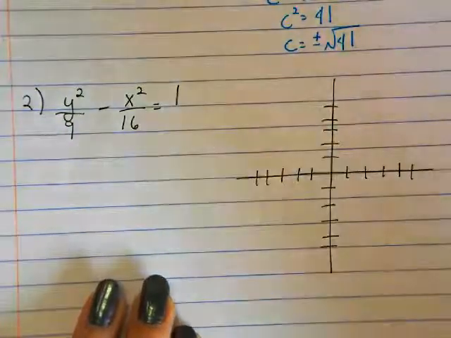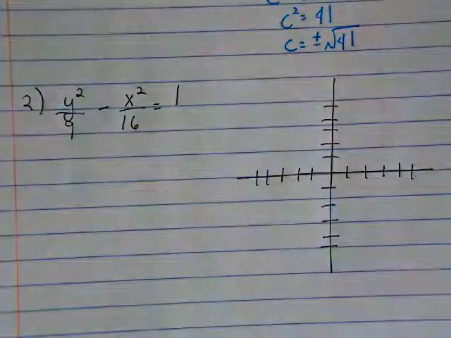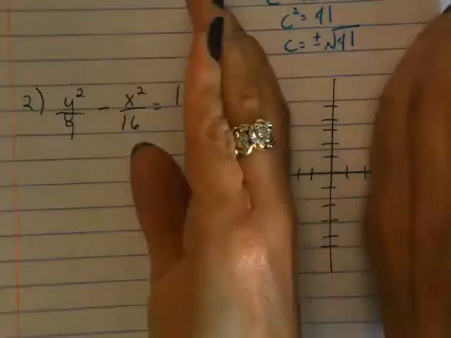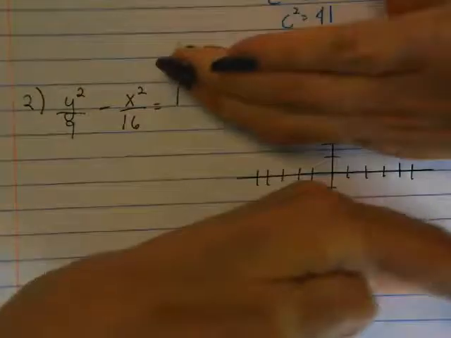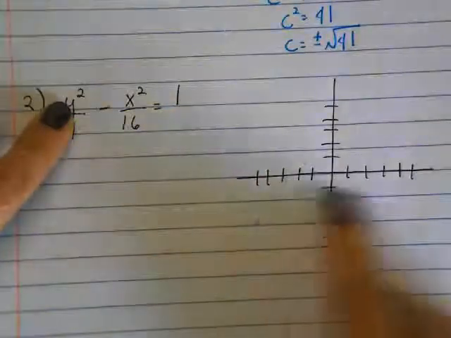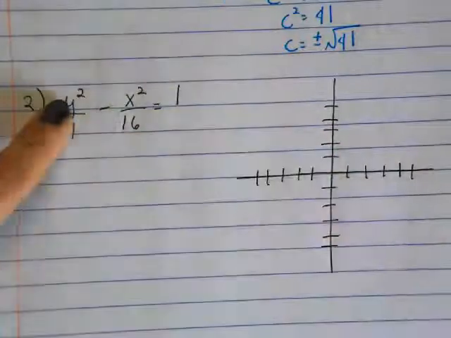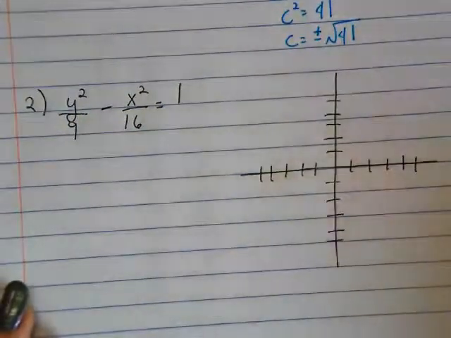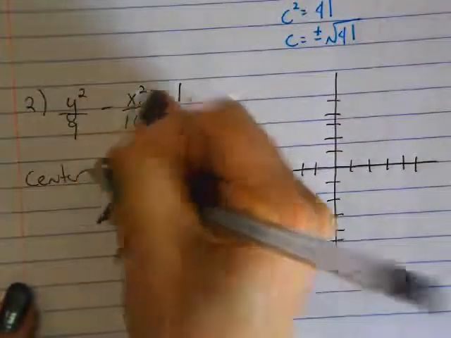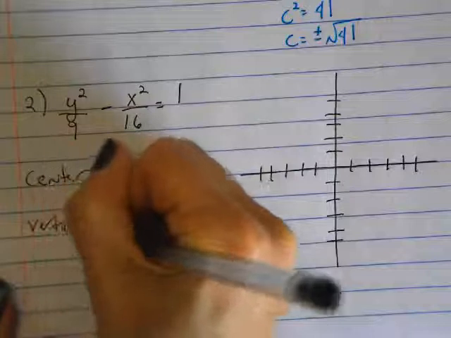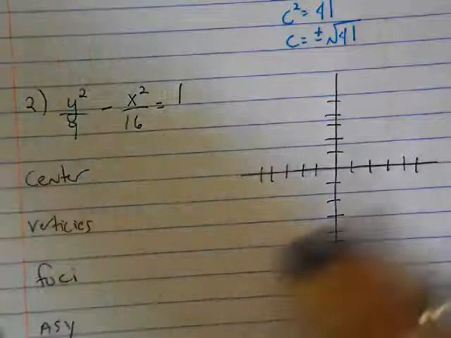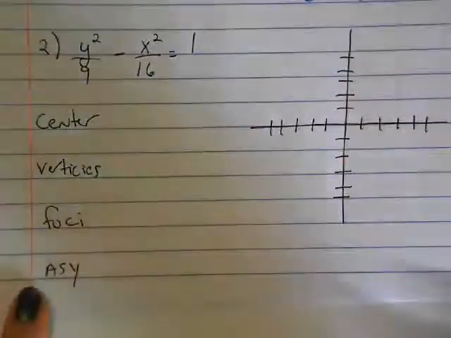So, first thing we need to do is decide how this baby's going to open. So it's either going to go like this, if x squared led, or like this, if y squared leads. Well, y squared's leading, so I know it's going to open up this way. Okay? Alright, so again, let's go ahead and talk about a center, the vertices, the foci, and the asymptotes, and that's where I'm going to start.